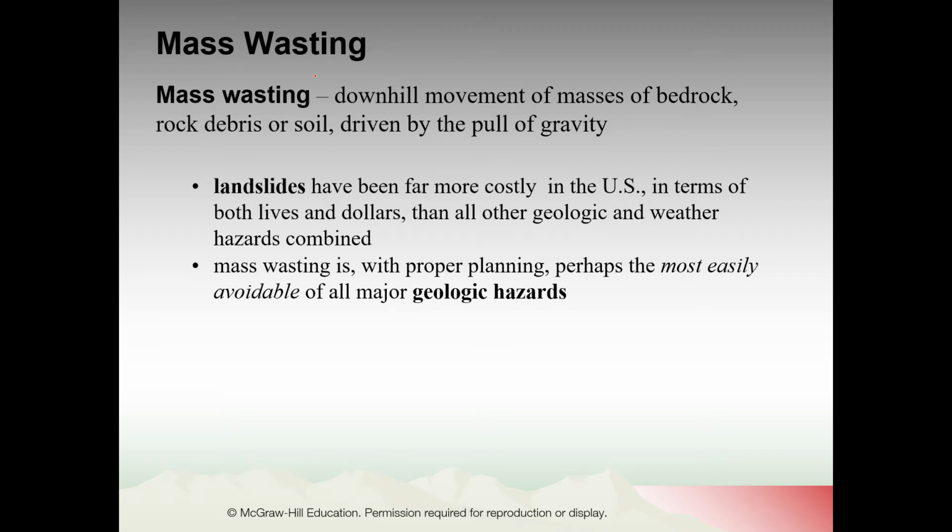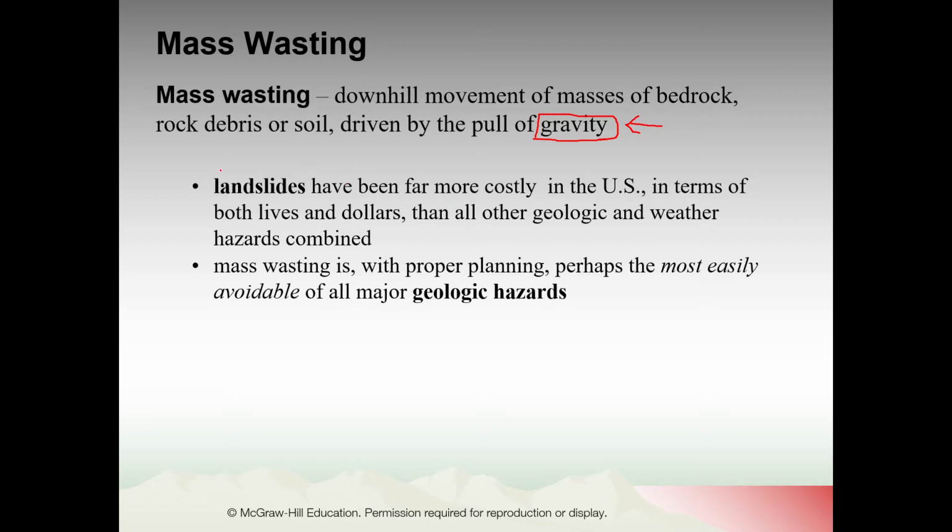So as I mentioned, mass wasting is downhill movement of masses of bedrock, rock debris, or soil driven by the pull of gravity. So gravity here is the primary culprit that we're fighting against. When I ask you what's the primary cause of mass wasting events, it's not water. It's not vegetation. It's gravity, because we're ultimately fighting against gravity.